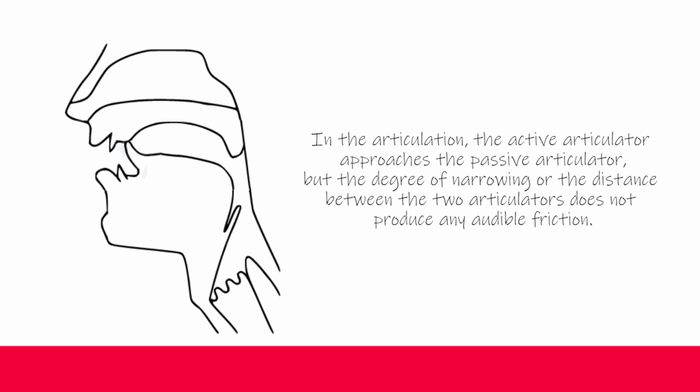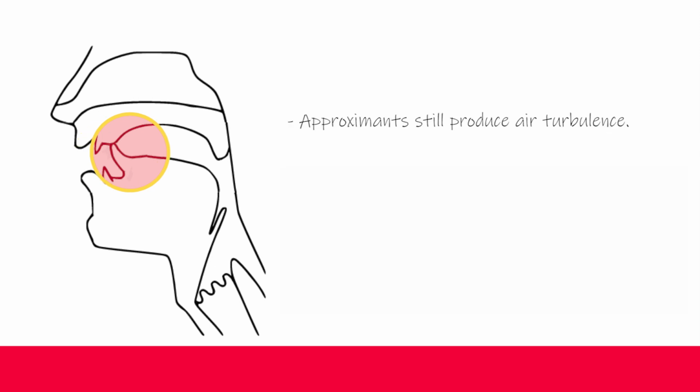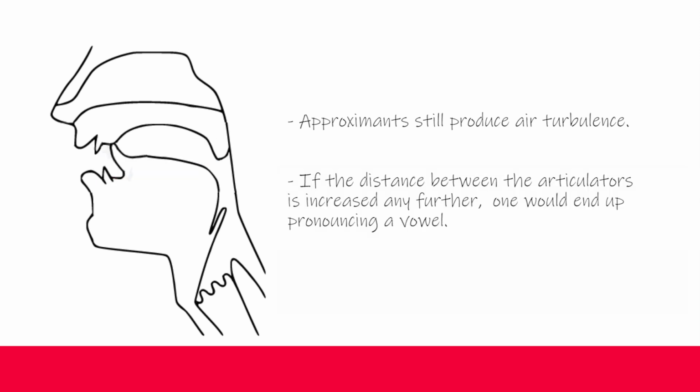There is a sweet spot in terms of the distance, because in the case of approximants, there's no friction, but there is turbulence of air between the two articulators. But if the distance between the two articulators is so big that there is no air turbulence, you will pronounce the vowels. Approximants are the most relaxed consonants.